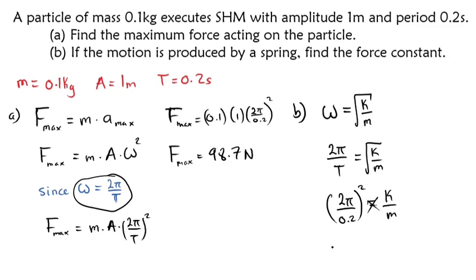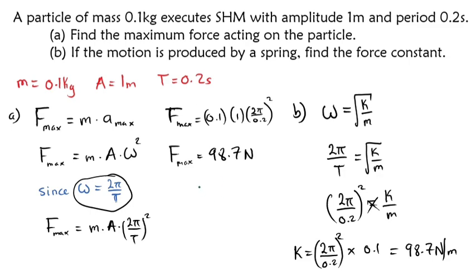If I cross multiply, this means that k is equal to 2 pi over 0.2, squared, multiplied by the mass m, which is simply 0.1. So let's see what we get. 2 pi divided by 0.2 squared multiplied by 0.1 gives us a spring constant or force constant of 98.7 newtons per meter.